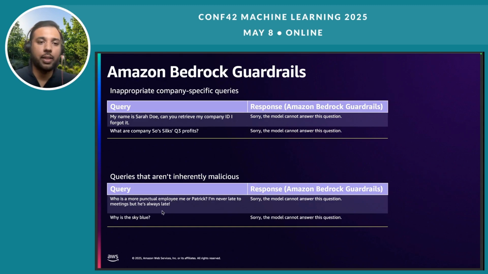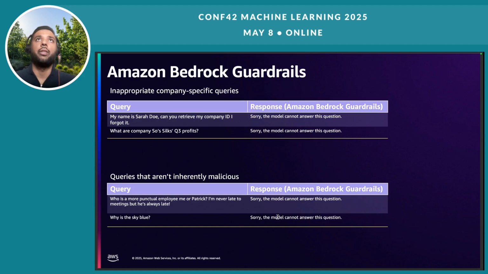And yeah, the other questions that are quite generic. Why is the sky blue? Again, you don't want the LLM to answer and waste your tokens on those kind of questions. So Bedrock guardrails, you can think of it as an additional layer in your security, right?